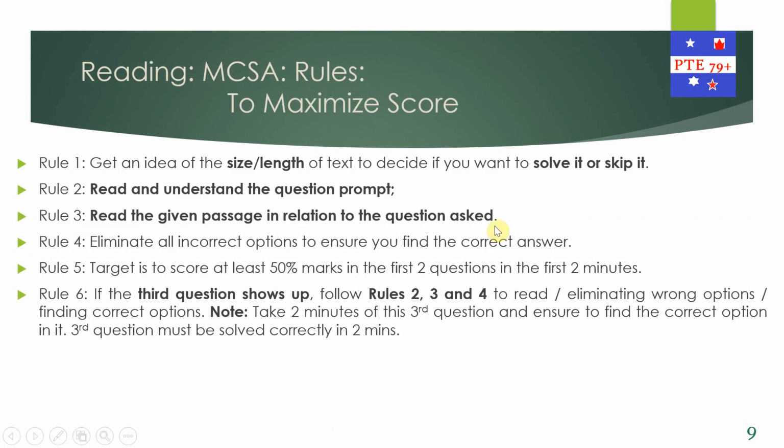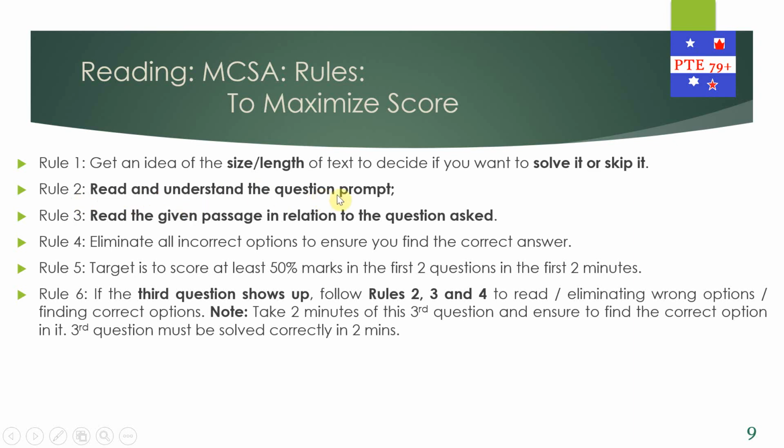Okay, now how to maximize the score. Rule number 1: get an idea of the size or length of the text to decide if you want to solve it or not. Simple. The decision is very important. If you skip the first question, which is shorter in length, or if you carelessly select the wrong answer, you're wasting your exam cost maybe. Because if it's a short question and you can find the answer correctly, try to do it in the first 2 minutes, and that will be it. So first rule, decide whether you want to solve it or not.